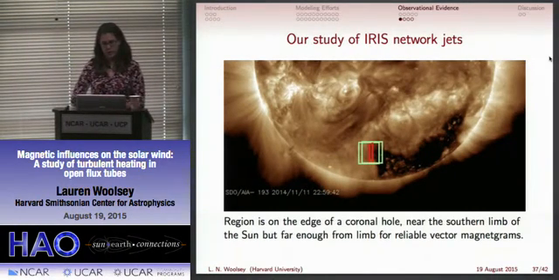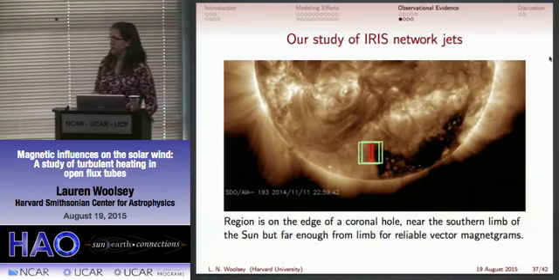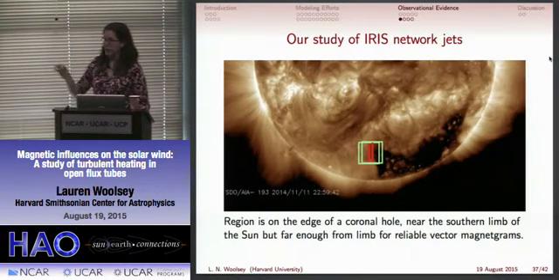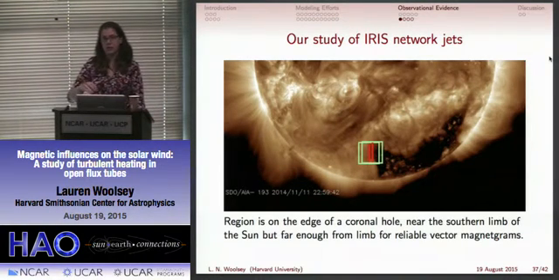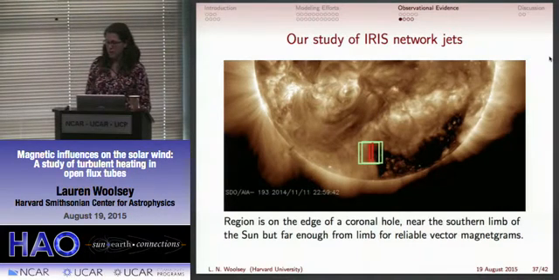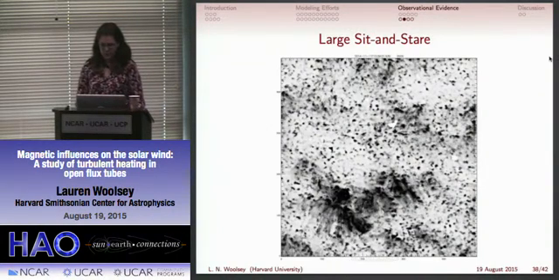So this brings me to our IRIS network jets. I just want to overview what the plan is, because this is ongoing research. So this is where we're looking. It's an observation from last year that is right on the edge of a coronal hole, but it was a really nice large sit-and-stare observation where we have lots of time looking at the same location. Again, it's close to the limb because you're seeing these network jets projected on top of the plasma behind it, so you do need to have it be far enough towards the limb so that they have that angle. But it needs to be far from the limb in order to have reliable magnetic field measurements. So this was an observation we found that hit that sweet spot in between.